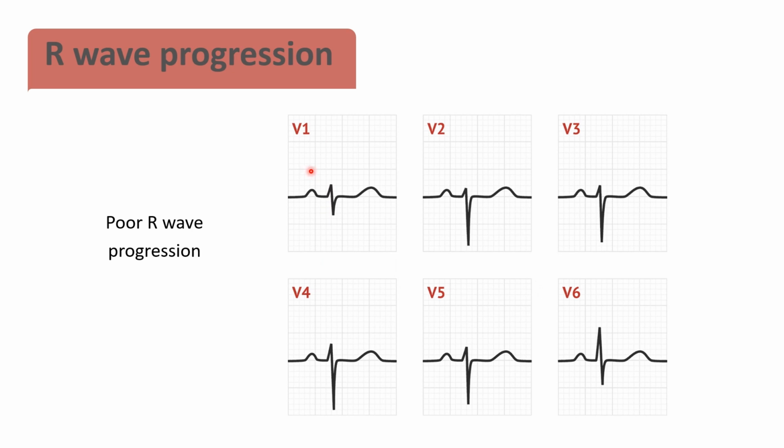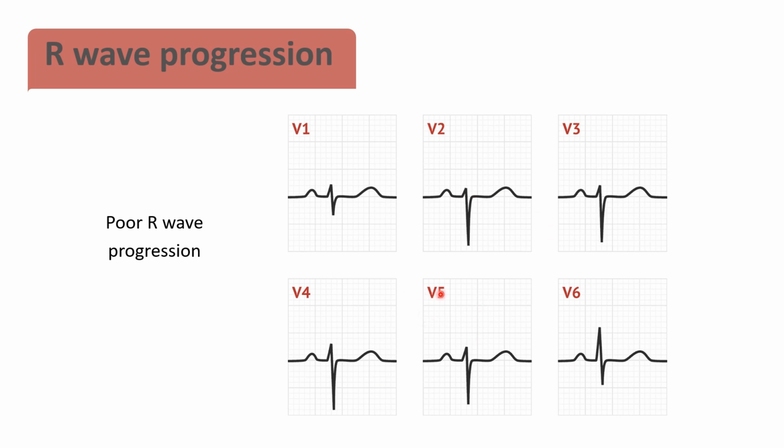Poor R wave progression. In this example, the R wave remains small and fails to show the expected growth across the precordial leads. Poor R wave progression can result from several conditions such as prior myocardial infarction, where scarred tissue prevents normal depolarization, affecting the R wave growth. And left bundle branch block, where delayed left ventricular activation reduces normal progression.